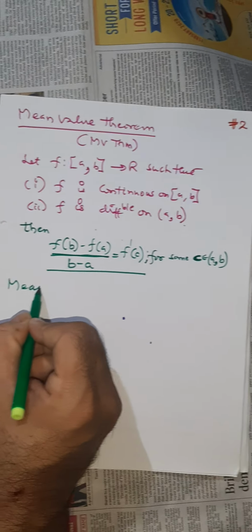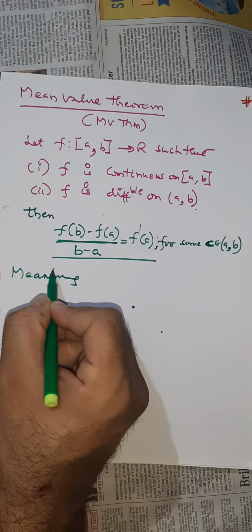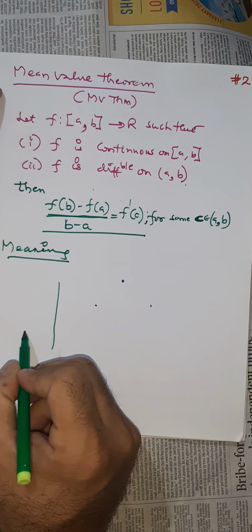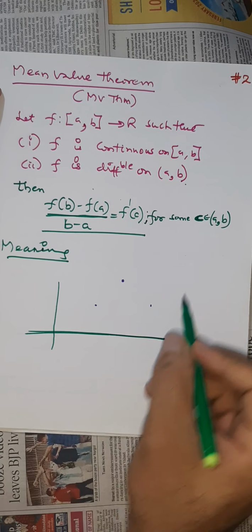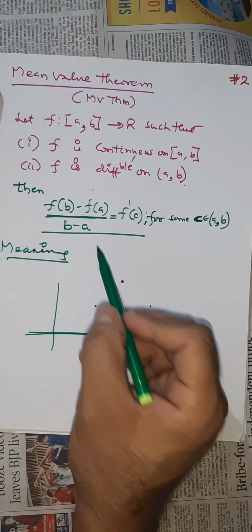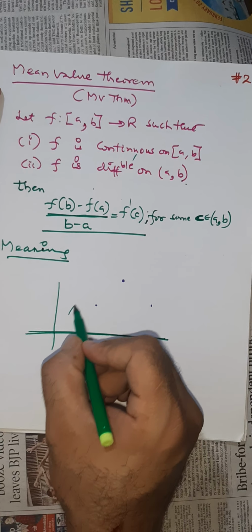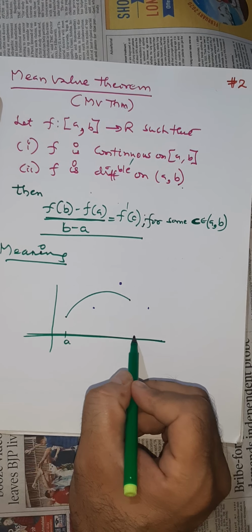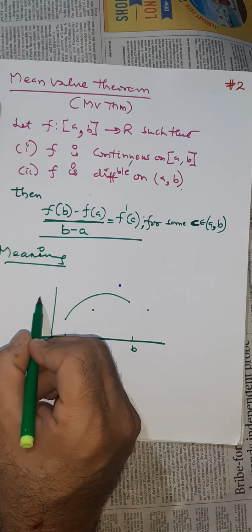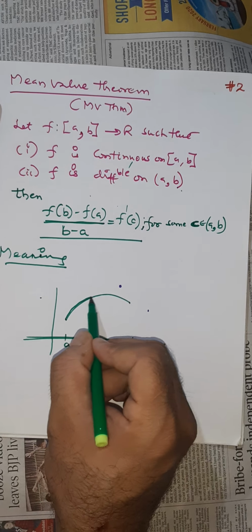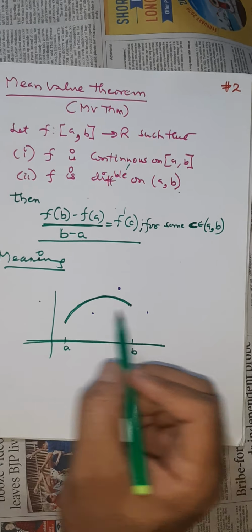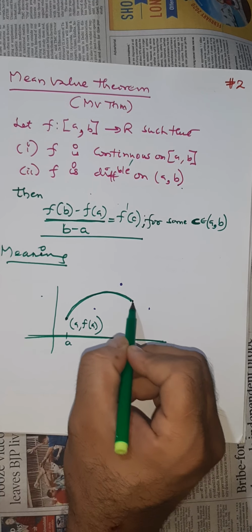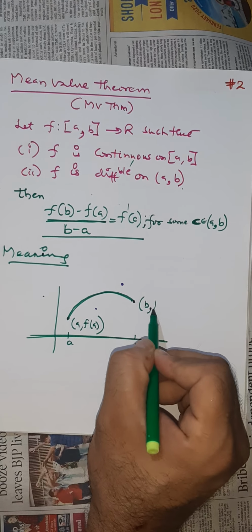So here, the meaning of this theorem. You need to take a function which is continuous and differentiable. f of a need not be the same as f of b, like this. Here a, so we'll get f of a. This is b, so here we'll get f of b. So you can see that f of a is not the same as f of b. What are the coordinates of this a comma f of a? What are the coordinates of this b comma f of b?